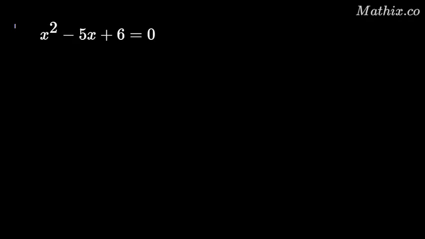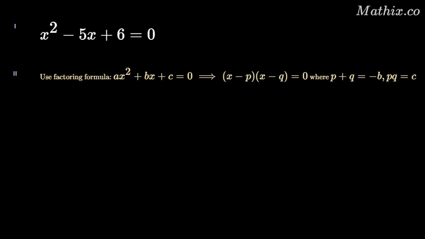The problem is to solve the quadratic equation x squared minus 5x plus 6 equals 0. We use the factoring formula for quadratic equations, which states that x squared plus bx plus c equals 0 can be factored as (x minus p)(x minus q) equals 0, where p plus q equals negative b over a, and p times q equals c over a.